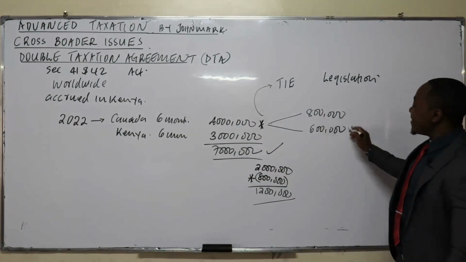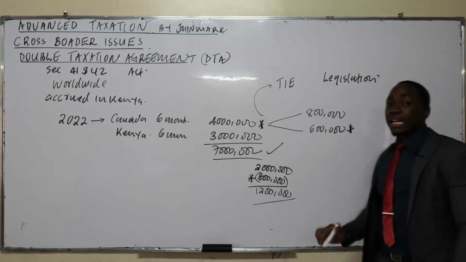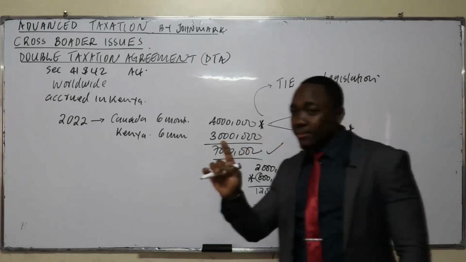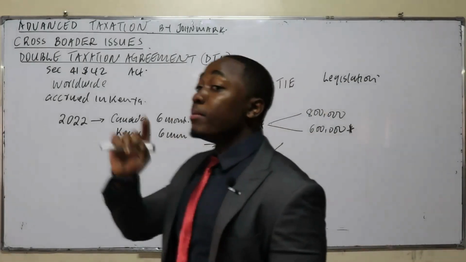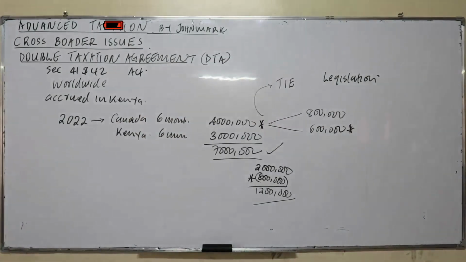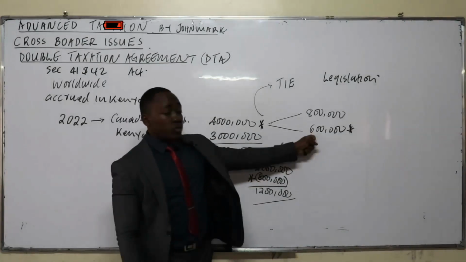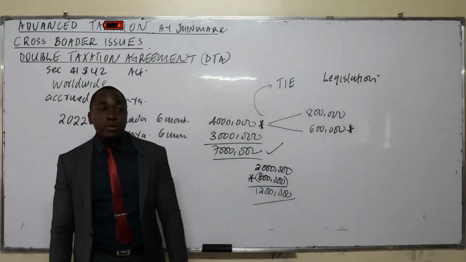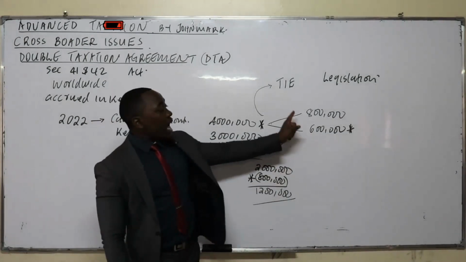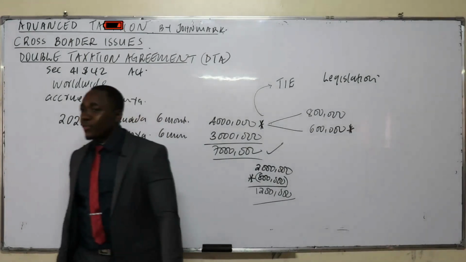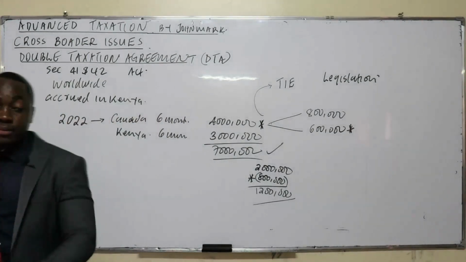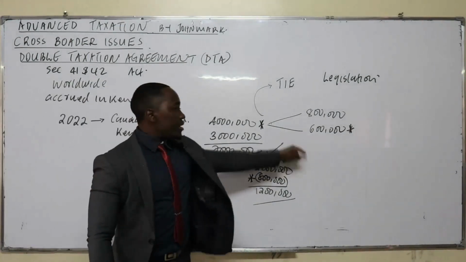It's 600. We are saying that the tax paid in the other country should not be more than the tax that would have been paid in Kenya on the same amount. If you assess using the Kenyan tax, this is what you are supposed to pay. But if you tell them, no, don't give me a credit, I had already paid 800, they'll tell you no. The maximum we can grant is 600. That's the relief you can get.